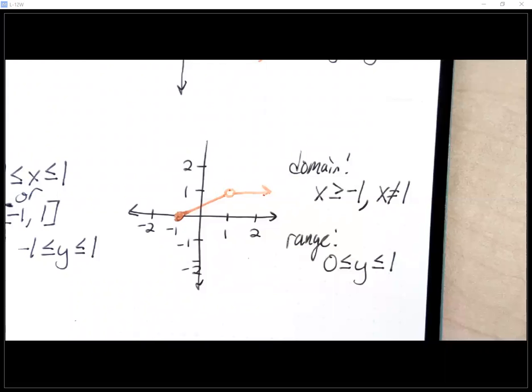While these are coming back out, I want you to think about, is this graph right here a function?